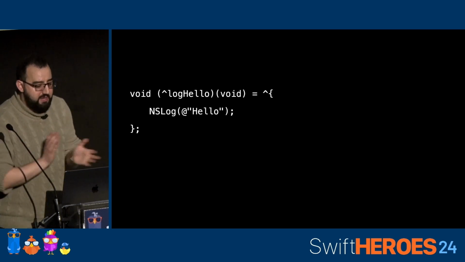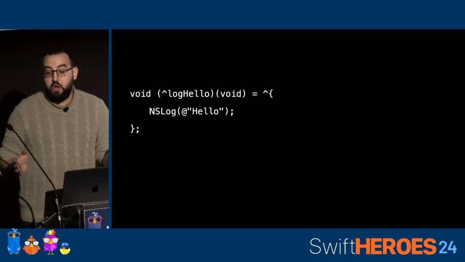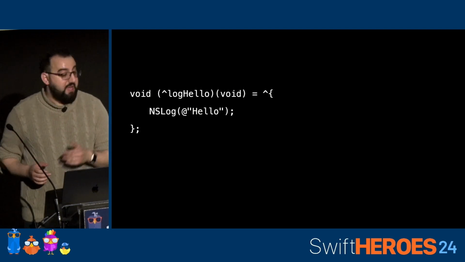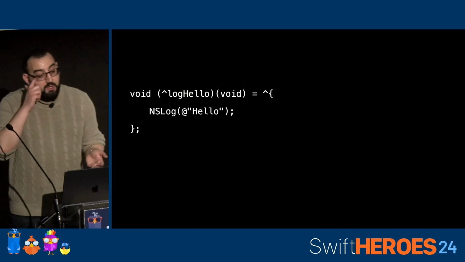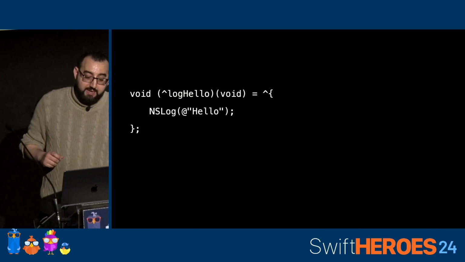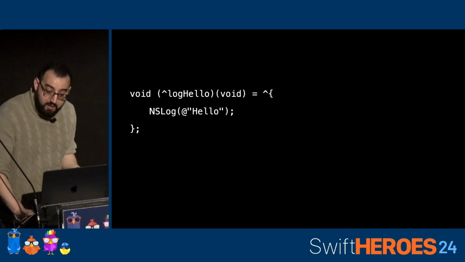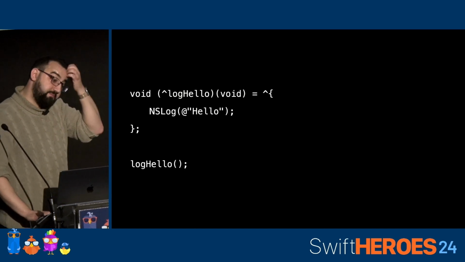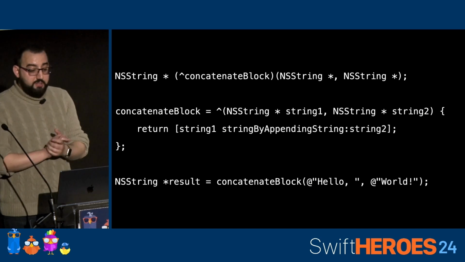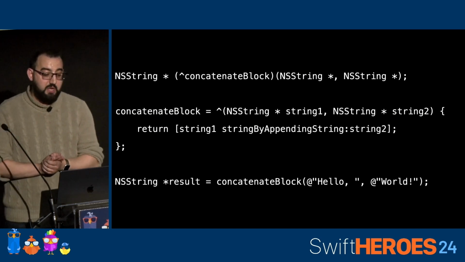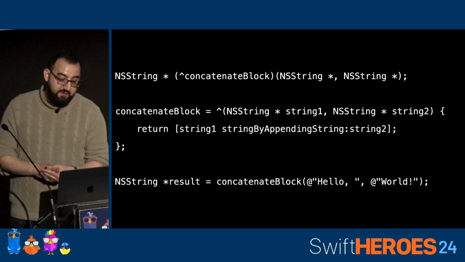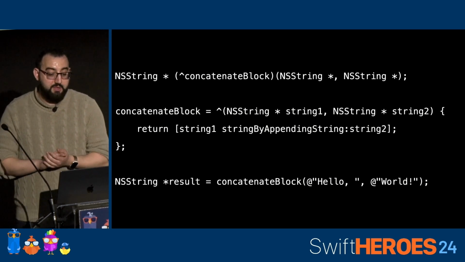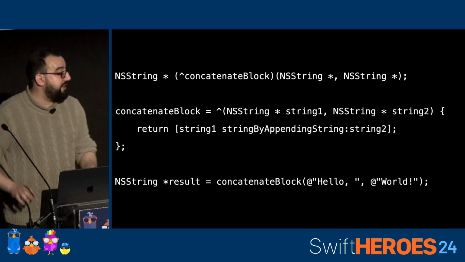So we're just going to go ahead and define an easy block called logHello that does just that. It logs hello. It doesn't return anything, which is that first void, and it doesn't take any arguments, which is that second void. That caret is the indicator that we're using a block. If we want to call the block, simple, we use a C-style function. All right, here's another block that takes 2 NSString arguments and returns their concatenated value using my favorite string by appending string method. For the sake of font size, we'll declare the concatenate block before defining it.